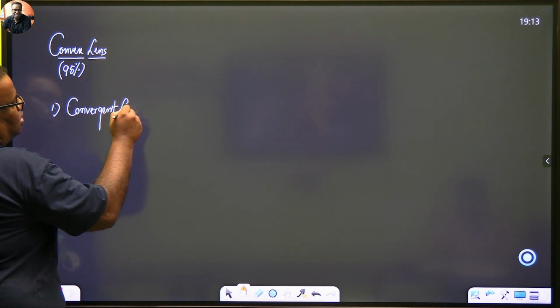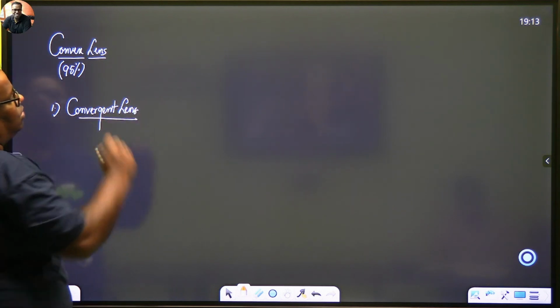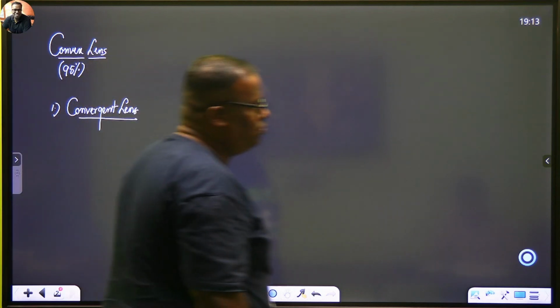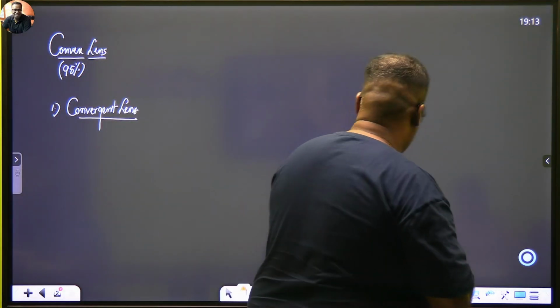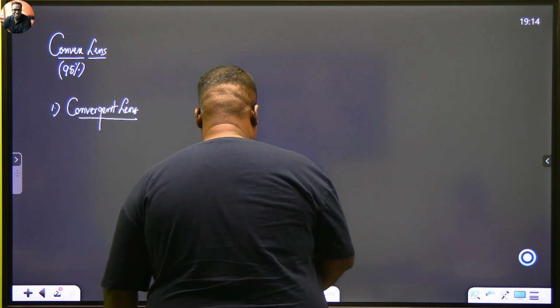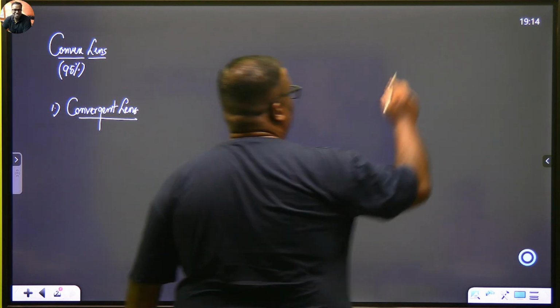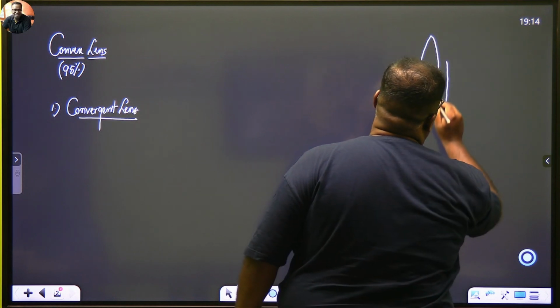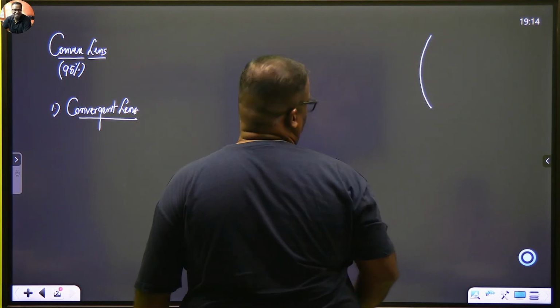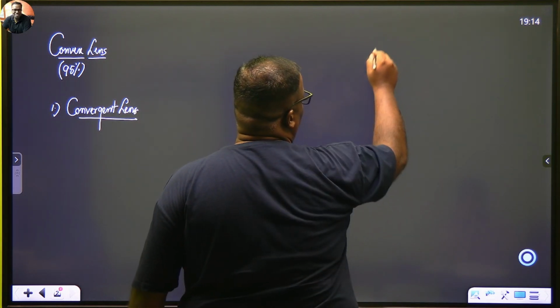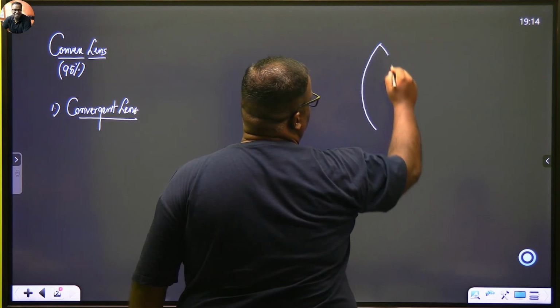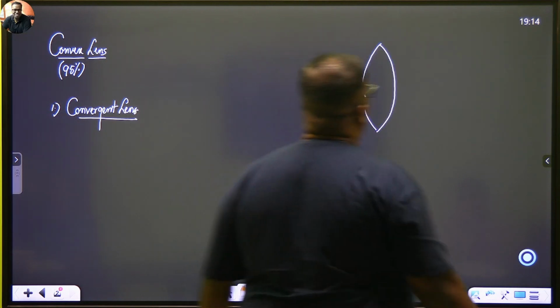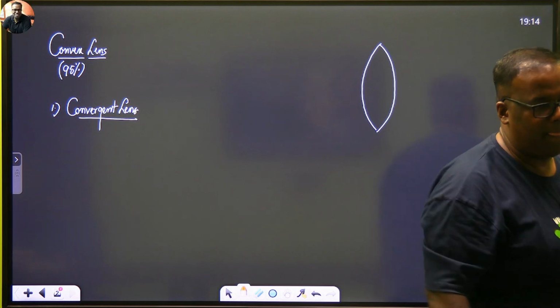Before understanding convergent lens, let us get used to some geometry and some callouts. So the callout is something like this. Try to have your protector with you. If you use your protector, your lens figures come very nice because the curves are then absolutely in the right order. This is my convex lens. Okay.